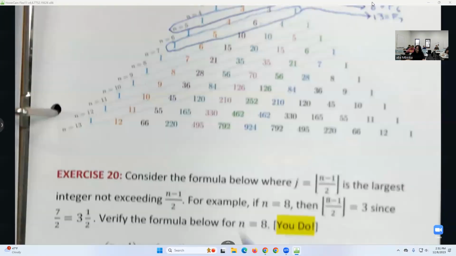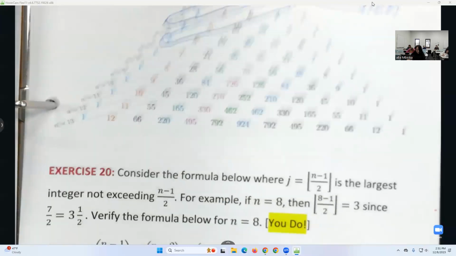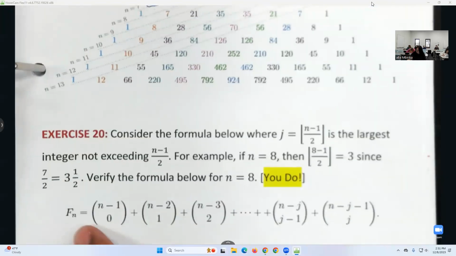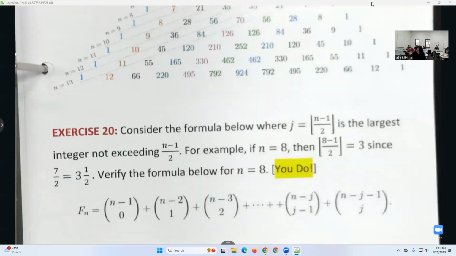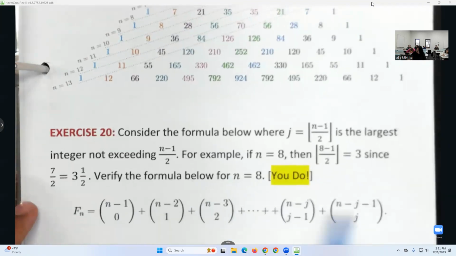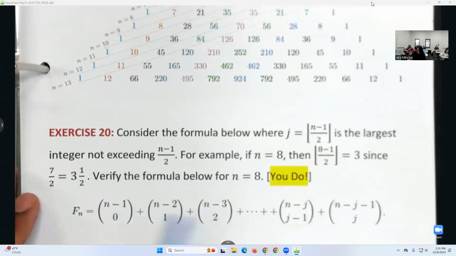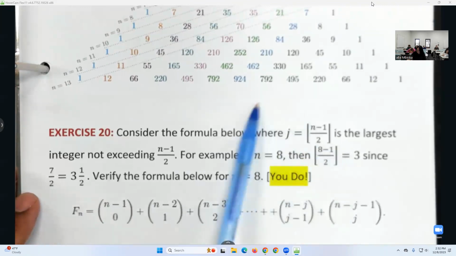So what is exercise 20? Consider the formula below. Wow. F sub n is blah. This is the slanted diagonal. But now the important thing is to know, when do I stop? I go 0, 1, 2, then I stop at J. What the hell is J?